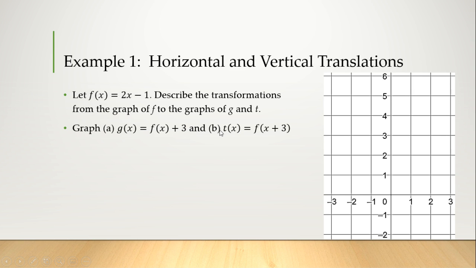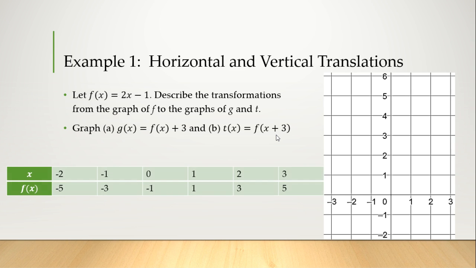t of x does something different. We take all the inputs that we have of x, we add a 3 to the input, and then we evaluate f with the new input of x plus 3. Now we are going to write equations for these. We're going to make tables of these and then graph them and then look at what type of translation occurred.